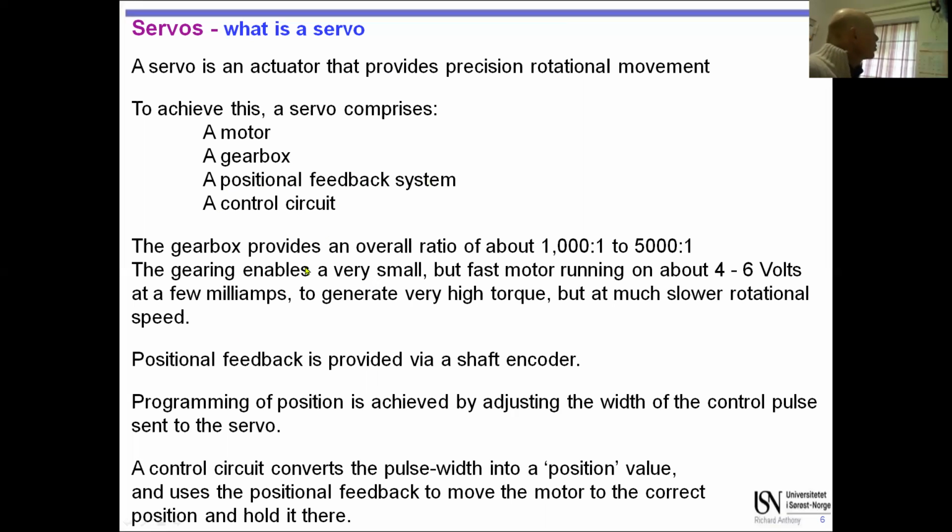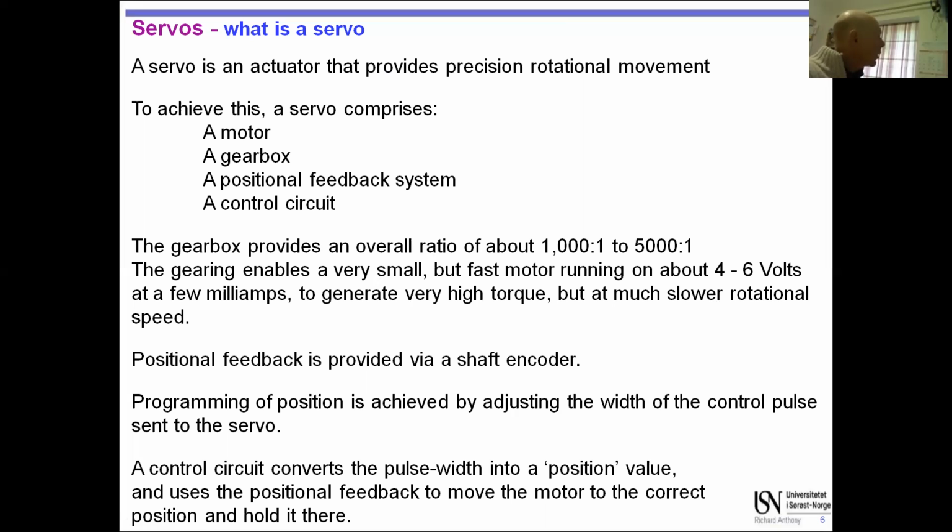So we talked about the gearbox. The positional feedback is provided by a thing called a shaft encoder. There's multiple ways to do that. A shaft encoder is something that, if you have a rotational shaft, so an axis that can rotate, how do we know how far it's rotated? We need something attached to it that we can detect.